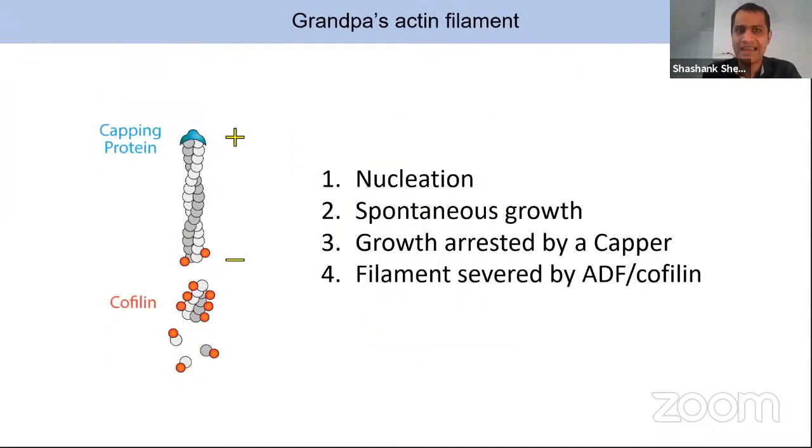As it turns out, classically actin filaments were thought to follow four steps. A filament would get nucleated from actin monomers. Once the filament was formed, the filament would grow at the plus end. At some point, the filament would get capped. The growth would be arrested, and then the filament would somehow get severed and broken down. That's how actin treadmilling was thought of classically.